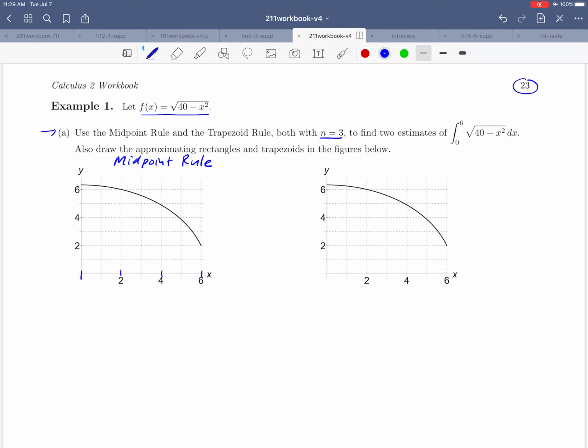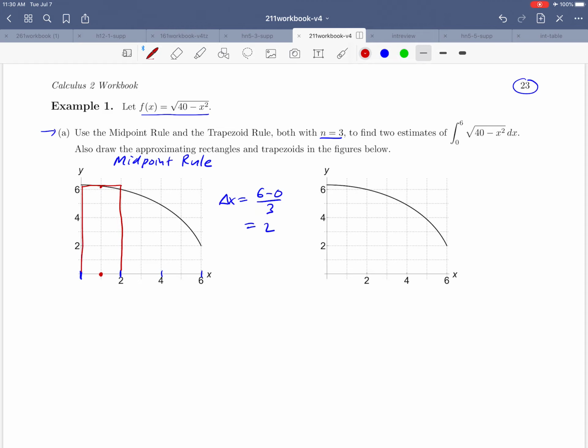That tells us that delta x, the width of each piece, is just going to be 6 minus 0 over 3, which is 2. We can see that in the picture, that the width of each subpiece is 2. Now remember how the midpoint rule works again. We go to the middle point of each interval, and we draw in a rectangle whose height is given by the output value of the function at that center point.